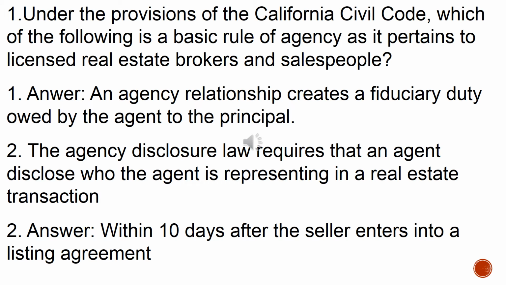Question number 1. Under the provisions of California Civil Code, which of the following is a basic rule of agency as it pertains to licensed real estate brokers and salespeople? Answer: an agency relationship creates a fiduciary duty owed by the agent to the principal. Question number 2. The agency disclosure law requires that an agent disclose who the agent is representing in a real estate transaction. Answer: within 10 days after the seller enters into a licensing agreement.